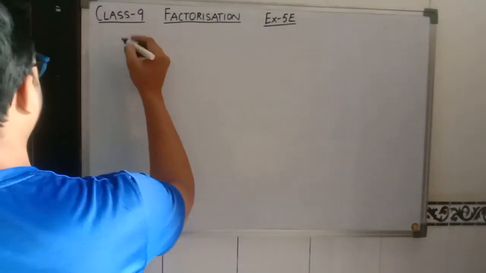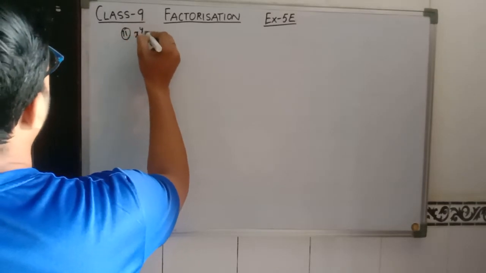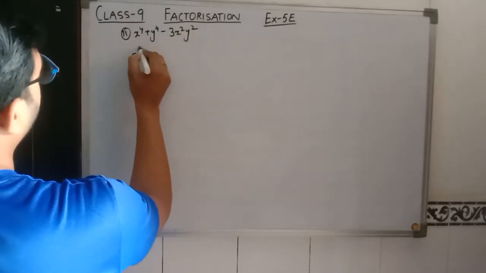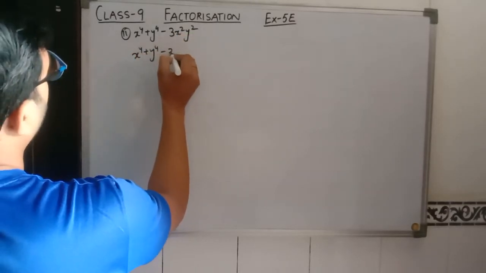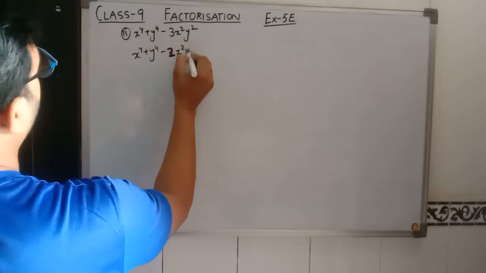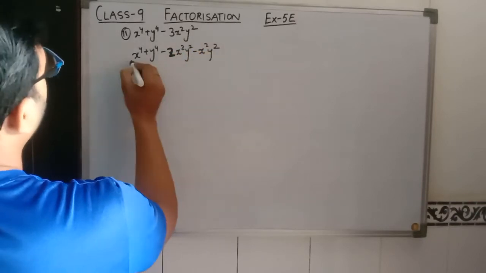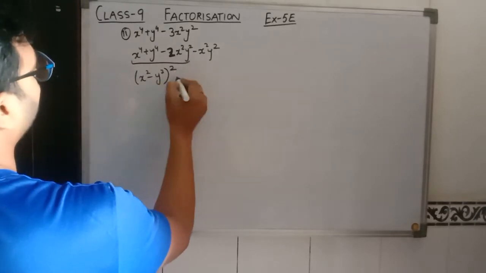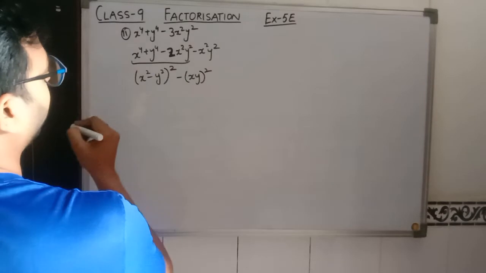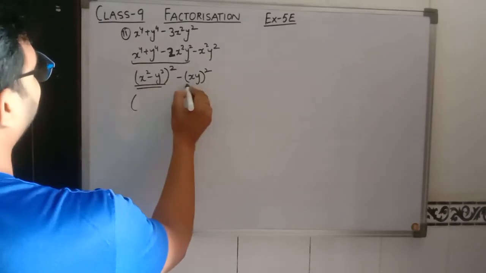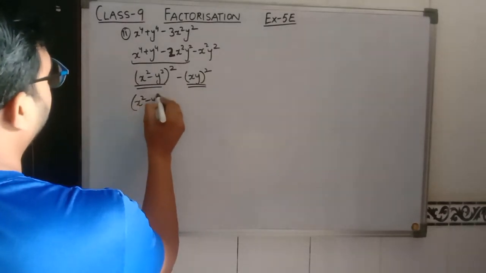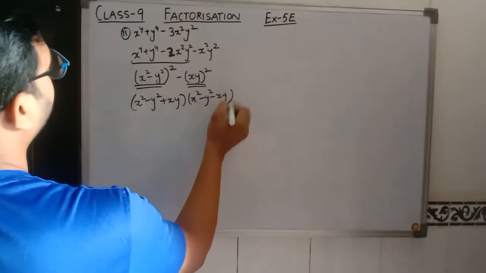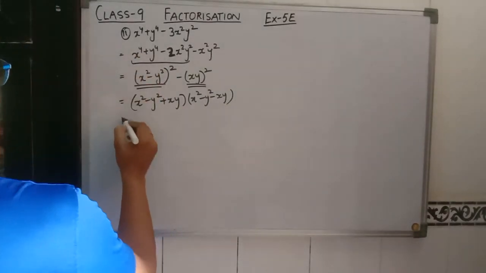Question number 11 is saying x to the power 4 plus y to the power 4 minus 3x square y square. This is also very simple. You have to break it, so it will become 2x square y square minus x square y square. The first three terms will form the identity of x square minus y square to the whole square. And the remaining term can be written as xy to the whole square. This is acting as a, this is acting as b. So a plus b in one bracket, and a minus b in the second bracket. So this will be the final answer. Such types of questions we have already solved.